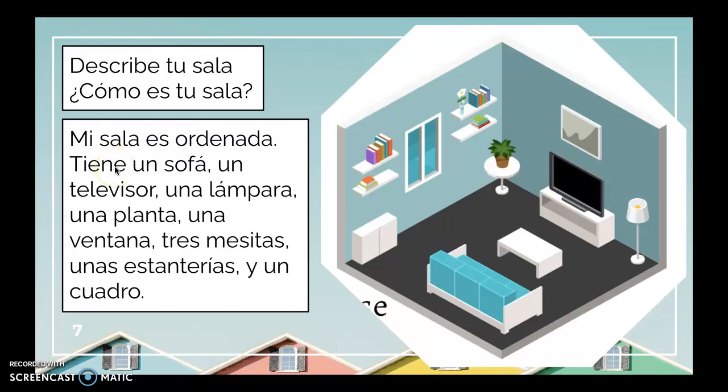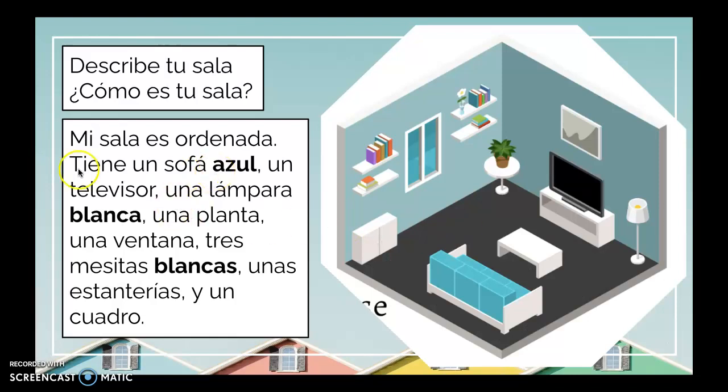I think the biggest thing is to learn new vocab. So tiene un sofá, un televisor, una lámpara, una planta, una ventana, tres mesitas. I'm calling this a mesita. Sometimes when you're not sure exactly what that piece of furniture is, you can just go with it. Unas estanterías y un cuadro. That could have been a mirror, but I'm calling it a picture. I don't know. Hard to tell in pictures sometimes.